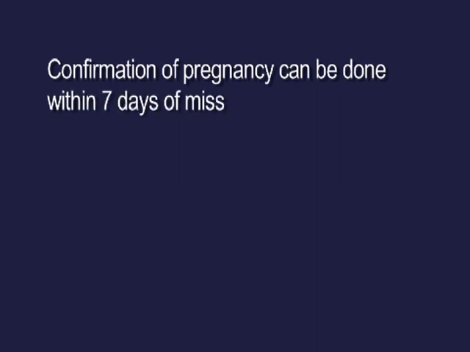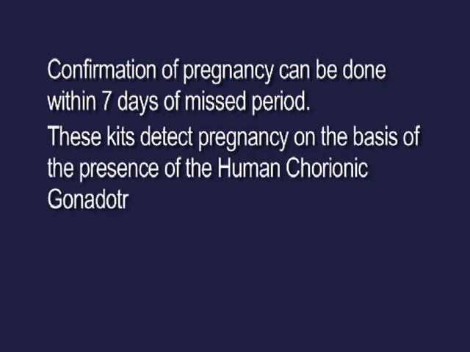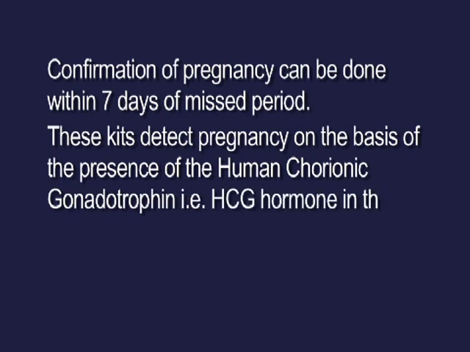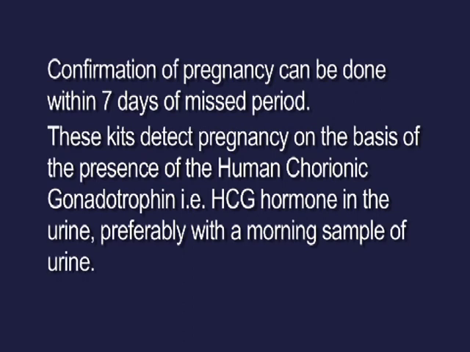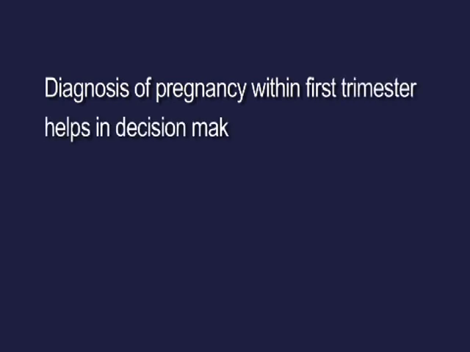Confirmation of pregnancy can be done within 7 days of missed period. These kits detect pregnancy on the basis of the presence of the human chorionic gonadotropin, that is, HCG hormone in the urine, preferably with a morning sample of urine. Diagnosis of pregnancy within first trimester helps in decision-making and further planning.